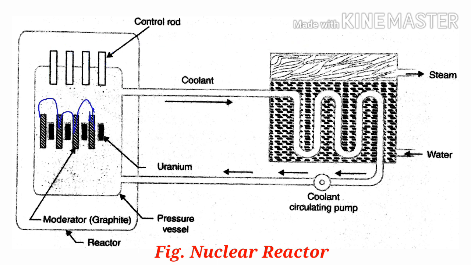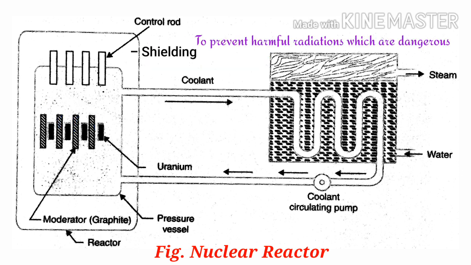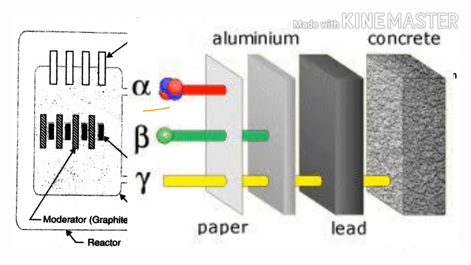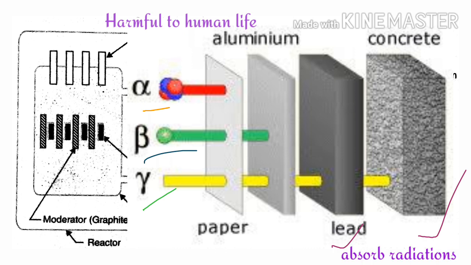Here a moderator is used to slow down the neutrons which are produced by the fission. By this, the chain reaction inside the nuclear reactor is maintained. Here, around the nuclear reactor, shielding is also provided to prevent harmful radiations which are emitted by uranium, as uranium is a radioactive material. So this uranium will produce harmful rays like alpha, beta and gamma rays, which are very harmful to humans. So to prevent this, shielding is done. This shielding is done by lead or concrete to absorb all these radiations.